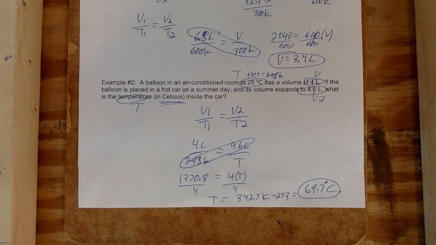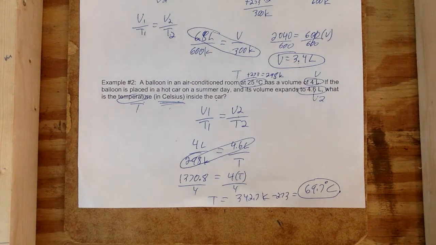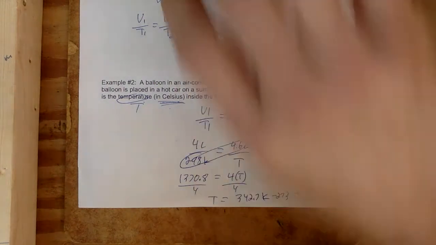Okay, so now we're going to flip to the back side of this paper, and we're going to start working on the next one, which is Gay Lussac's.